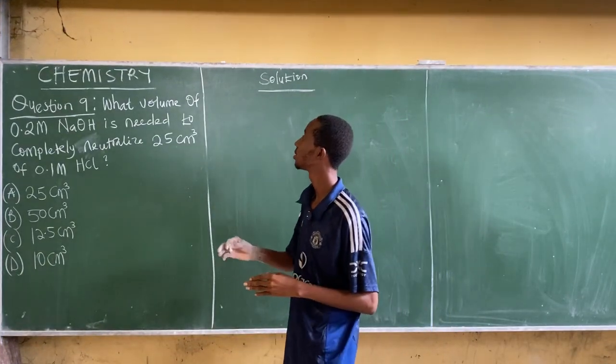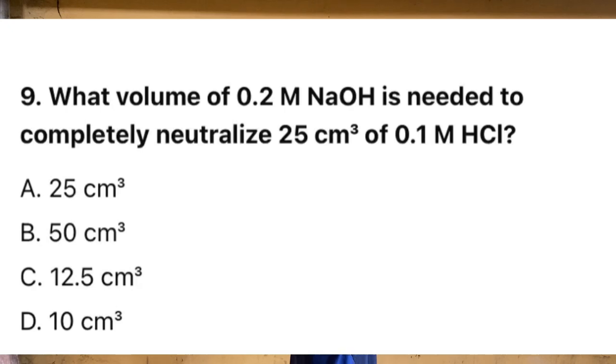Question 9 says, what volume of 0.2 molar of sodium hydroxide is needed to completely neutralize 25 cm³ of 0.1 molar of hydrogen chloride? Option A says 25 cm³, option B says 50 cm³, option C says 12.5 cm³, and option D says 10 cm³.